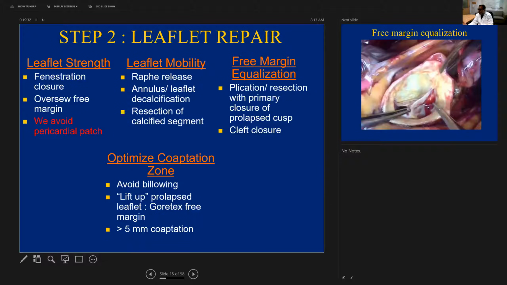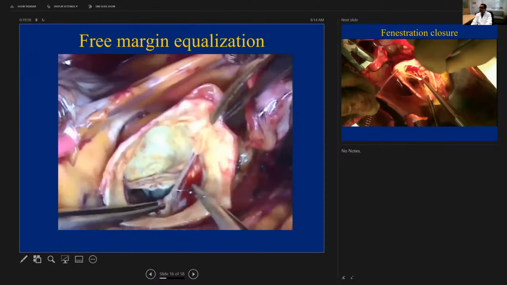Once you've achieved the top three aspects, you want to avoid billowing. You have to make sure that your leaflet repair sits so that the coaptation zone is above the annular plane. If it's below, that's what's called billowing, and you want to avoid that because that affects durability. So you can use techniques to lift up your coaptation zone above the annular plane. Ideally, you want to achieve a coaptation of over 5 millimeters. We'd really try to achieve more closer to 8 to 10 millimeter coaptation.